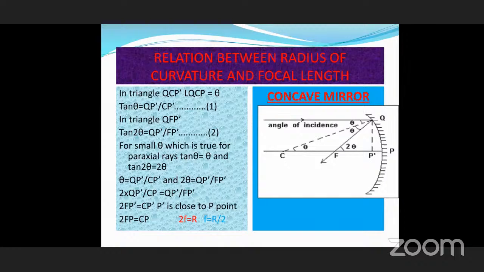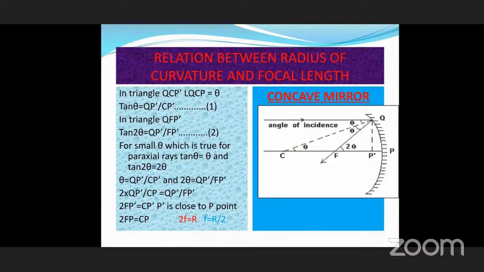Now, when the incident angle is theta and the reflected angle is also theta, then angle QFP becomes 2 theta. Theta plus theta is this angle. Why? Because this incident line and CFP are both parallel, and QF is a transverse line. So whenever two parallel lines are intersected by a transverse, the alternate angles should be equal. Therefore, theta plus theta is 2 theta, and therefore angle QFP is also 2 theta. This is about the diagram.